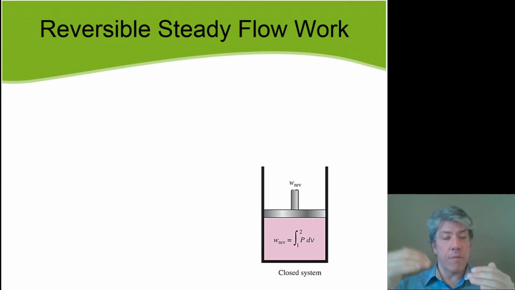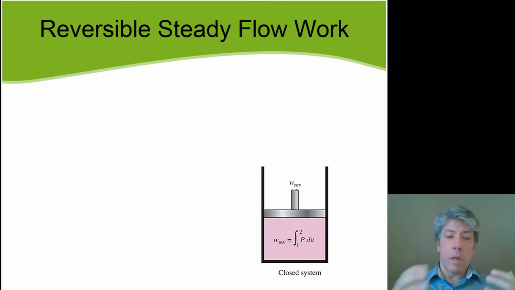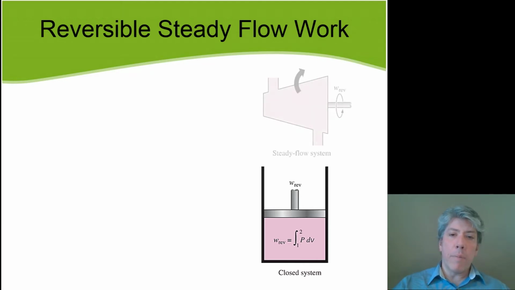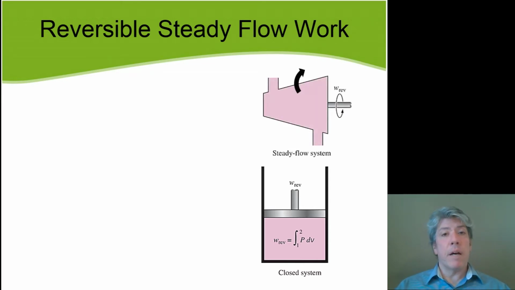And so the pressure on the face of the piston and the pressure on the head of the cylinder were always exactly the same, regardless of whether we had the piston moving. We assumed there was no friction. All these things were eliminating irreversibilities, and so the boundary work equations we had before were all reversible boundary work equations for closed systems. What about not boundary work, but work for steady flow systems?